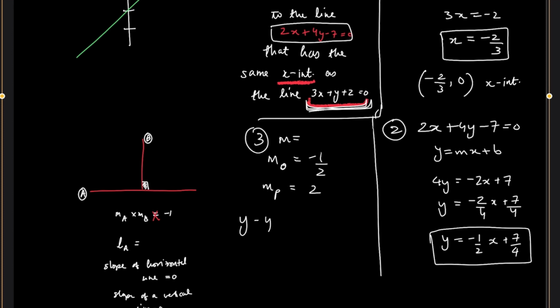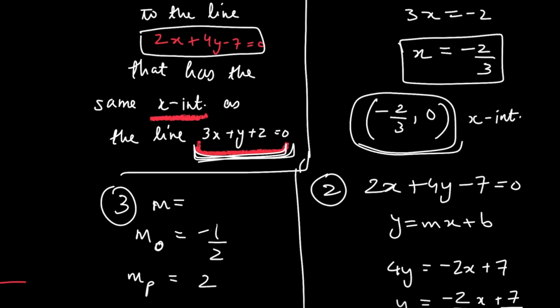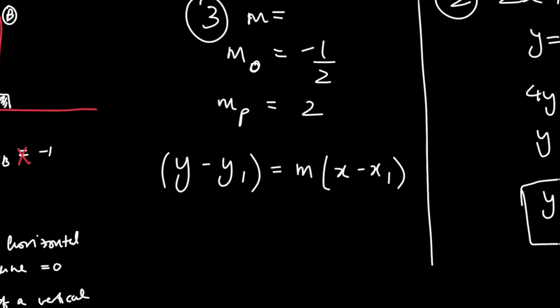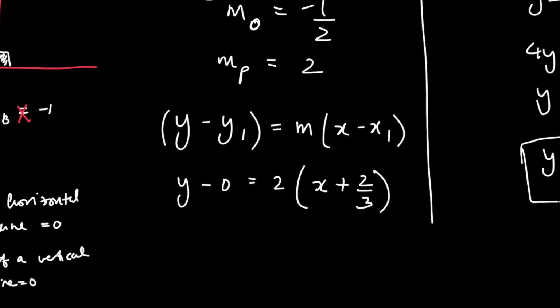Now that we have the slope and the x-intercept, we can write it in the form of y minus y1 is equal to m times x minus x1. If we plug in our values, we can take the coordinate of the x-intercept, and that, as we know, is negative 2/3 and 0. So we can plug this in for x and y. So y minus 0 is equal to 2 times x plus 2/3. It would become plus 2/3 because x minus negative 2/3 would become plus. And as we know, m is already 2 because we found the slope.